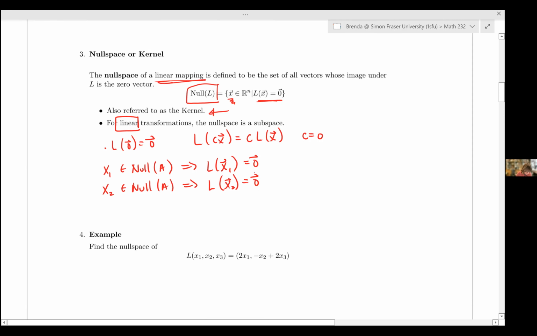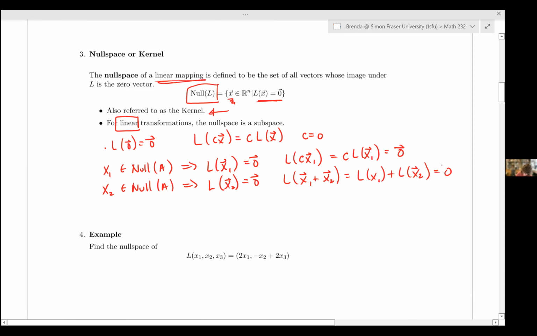Now I imagine taking linear combinations of these. So I take L of Cx1, that's a scalar multiple. Because it's a linear transformation, I have this, and then that one is equal to 0. Okay, so we have that. And then we also have, if I take the linear transformation of the sum of these two, I get the sum of the linear transformations.